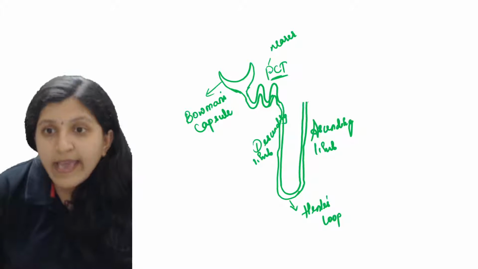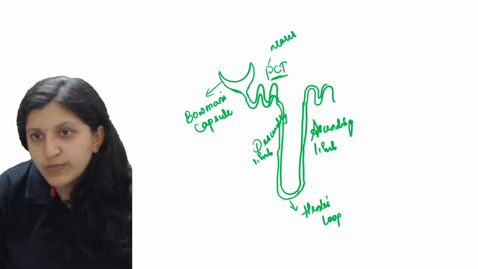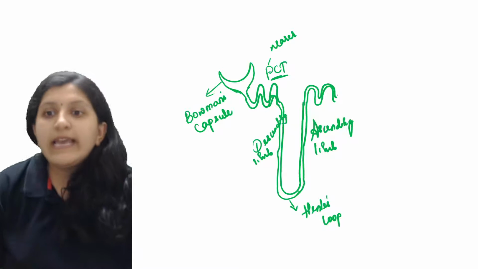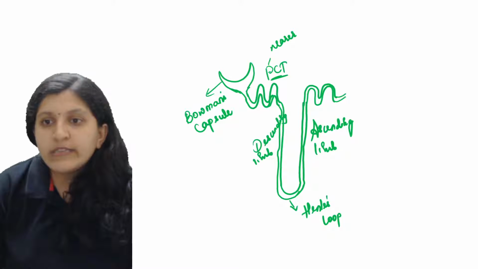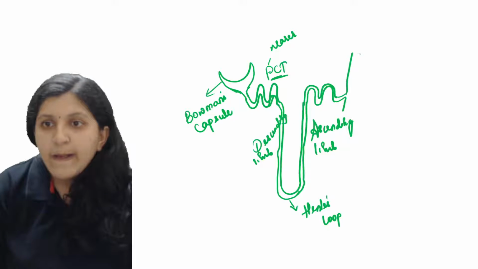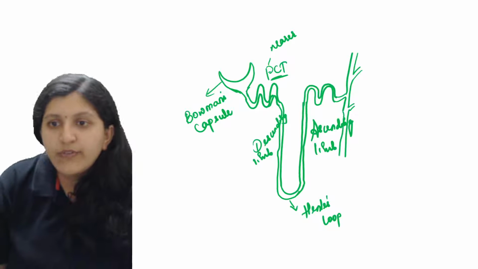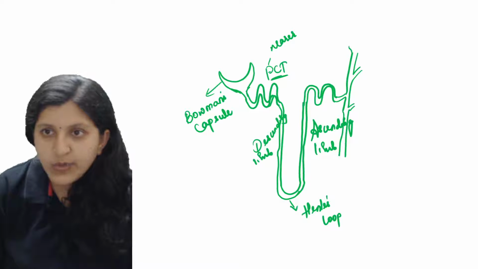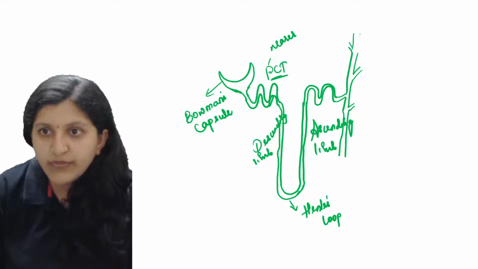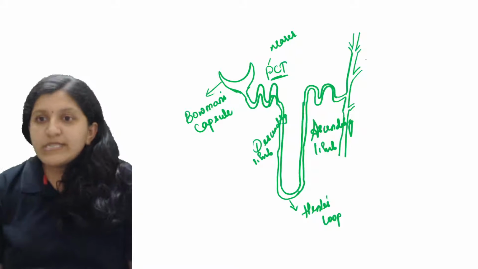Alright, so again it is going to form a convoluted tubule as such. Then it will later on join the collecting duct which is there. So here you can find there is a collecting duct, which is collecting urine from different nephrons as such. So this is the collecting duct here. Okay, so let me just label this.